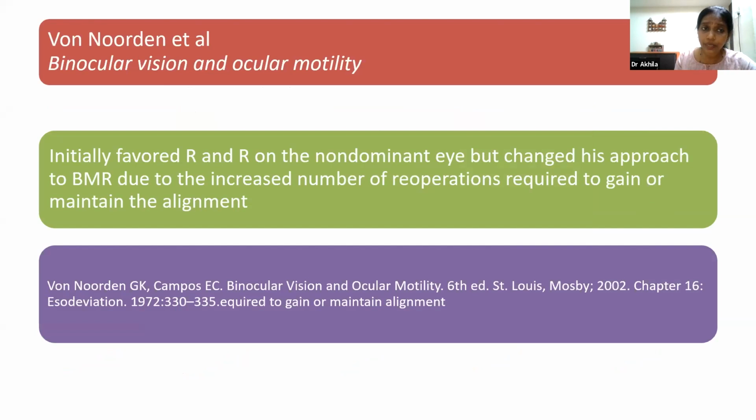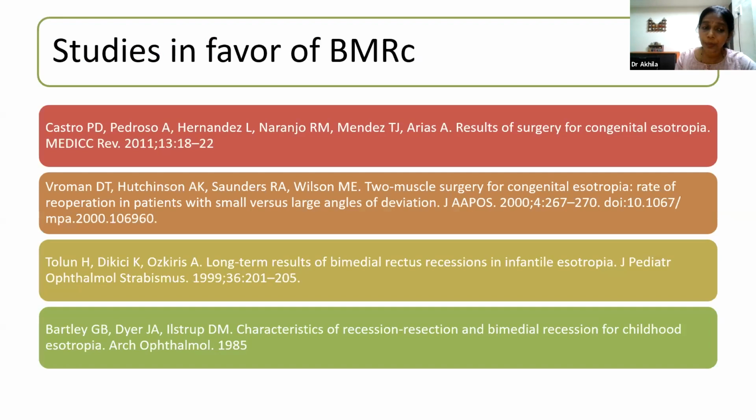Now, there's another study by Von Uden et al. on binocular vision and ocular motility, where he says that he initially favored an R&R on the non-dominant eye. This is even in non-dominant eyes, I'm telling you. But over a period of time, he changed his approach to a bimedial recession because he felt that there was an increased number of reoperation rates, which was required to either maintain or to gain alignment in the future.